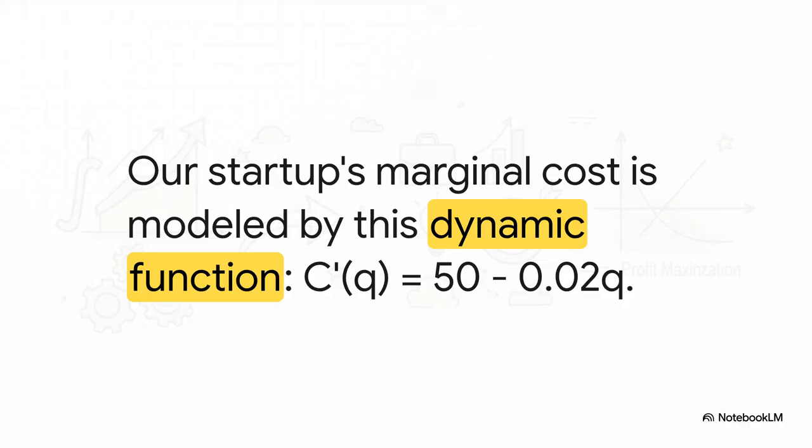Okay, so let's say our startup's data nerds have come up with this function for us. Now, let's break this down piece by piece. First, see that little apostrophe, the C prime? That's your calculus clue. It screams, hey, I'm a derivative, I'm a rate of change. The 50 part suggests that the cost to produce that very first unit, when Q is basically 0, is about $50. But the minus 0.02Q part, that's where the story is. It tells us that for every extra unit Q we make, the cost to make the next one goes down just a little bit. This is a beautiful, simple model of those efficiencies of scale we were just talking about.